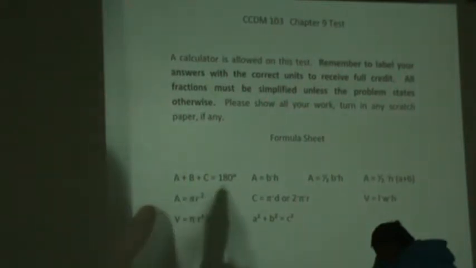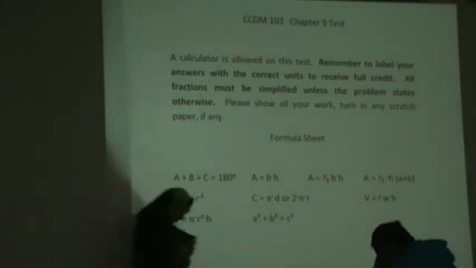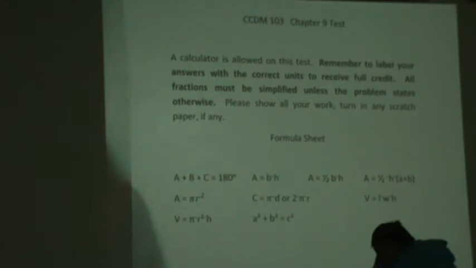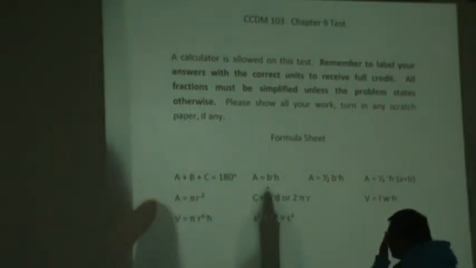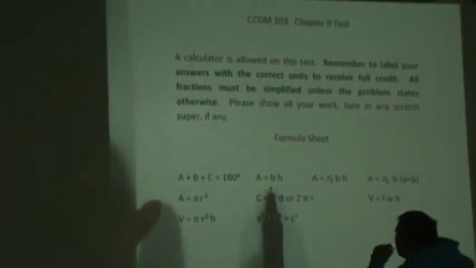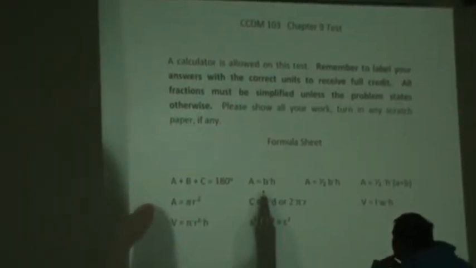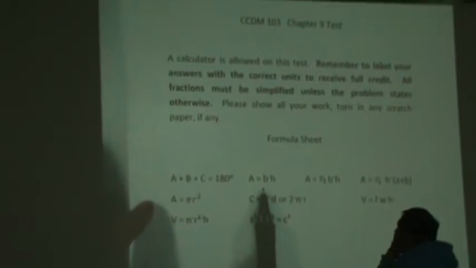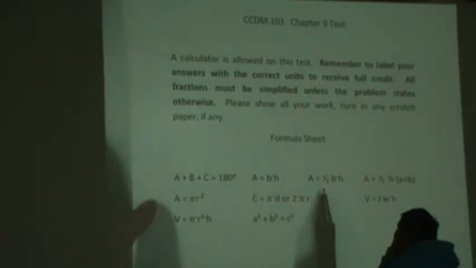This is for the degrees in a triangle. You don't have to write all these down unless you want to study what they are. But I'm going to give you a sheet just like this on the day of the test. Here's your degrees in a triangle. This is a rectangle: base times height or length times width. This is a triangle: 1/2 base times height.